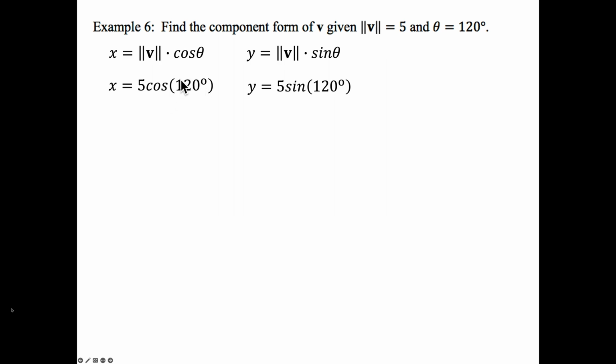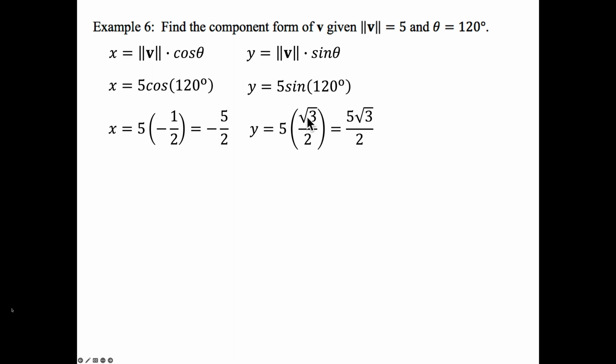cosine is going to be negative in quadrant 2, where 120 is, and sine will be positive. So that would give me a 60-degree reference angle there in quadrant 2. So the cosine of a 60-degree angle is 1/2, but again, it's negative. So that'll be 5 times a negative 1/2, so negative 5/2. And sine of 120, again, sine of that 60-degree reference angle is radical 3 over 2. So multiply the 5 to the top, and there is my component form.